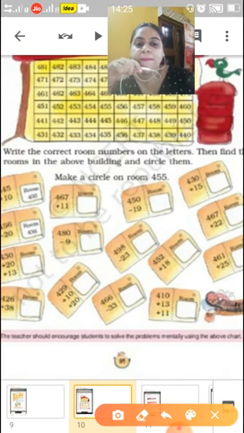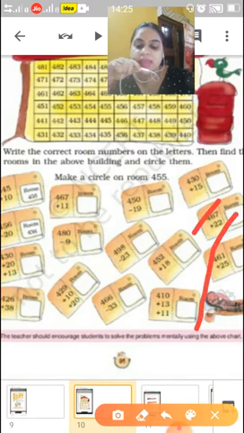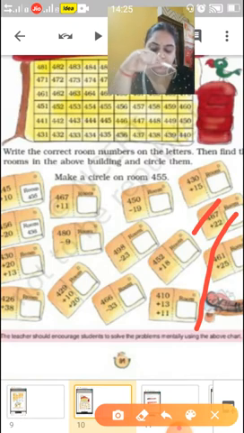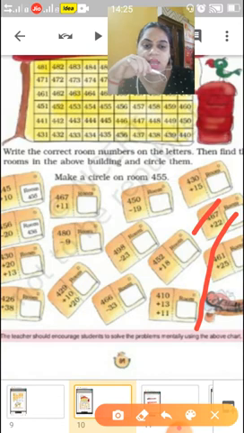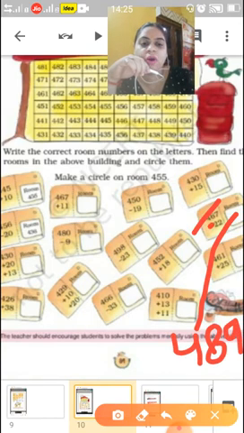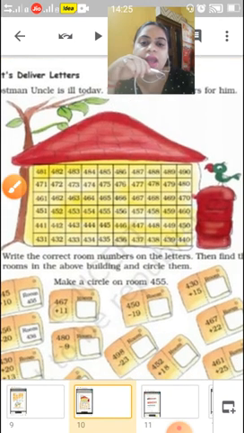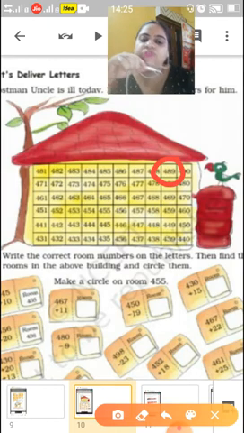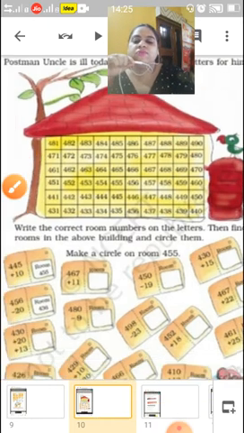467 plus 22. So what will come, children? Yes, very good. It will come 489. What will come? 489 in this box. Okay. So now we are going to circle what? 489 here. So let's see where it is. 489 here. Okay children. Now come to next.